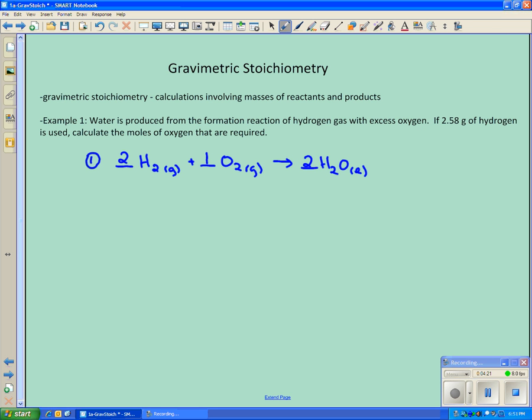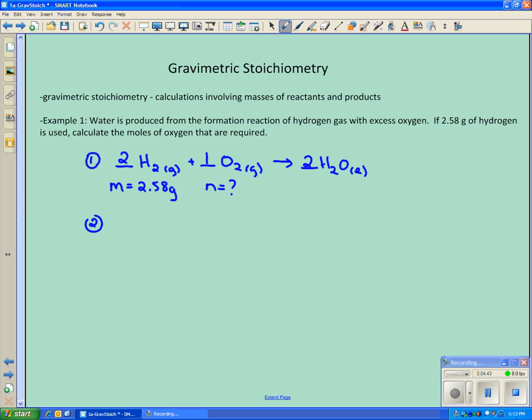It also might be a good idea to write down the information in the question underneath your balanced reaction. So in this case, what we know, or what we've been given, is the mass of the hydrogen, which is 2.58 grams. We're calculating the moles of oxygen, so let's put n equals question mark under the O2. So there's step 1 of our stoichiometry.